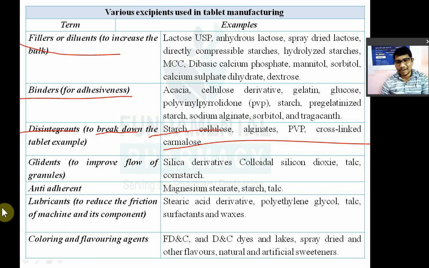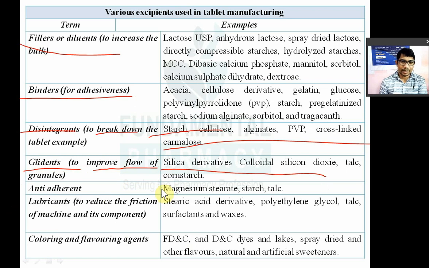Now, what is a glidant? A question has come on this. What is the role of a glidant? To improve the flow of granules from the hopper to the die cavity. A glidant will decrease the contact angle and improve the flow properties. Remember the example and the role. Role is to improve the flow. Examples are silica derivatives like colloidal silicon dioxide, talc, and cornstarch.